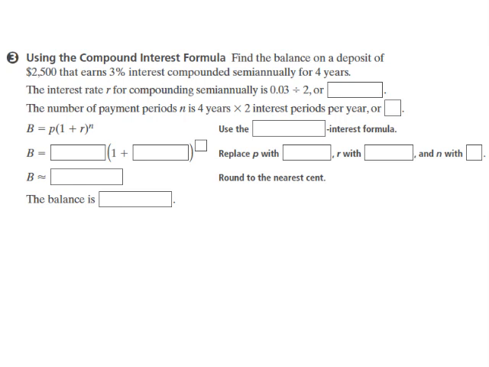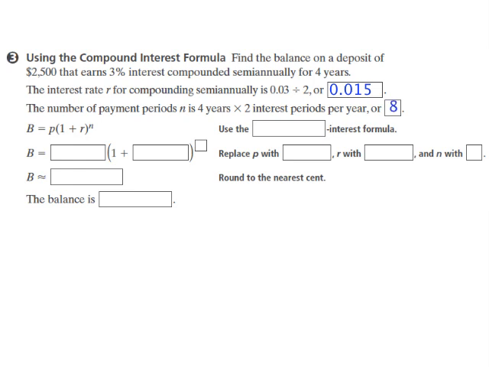To me, an easier way to find this is using the compound interest formula. Find the balance on a deposit of $2,500 that earns 3% interest compounded semi-annually for 4 years. The interest rate for compounding semi-annually is 0.03 divided by 2, or 0.015. The number of payment periods, N, is 4 years times 2 interest periods per year, or 8.